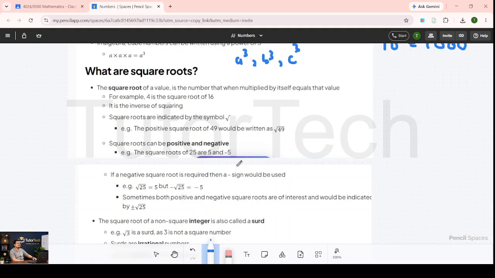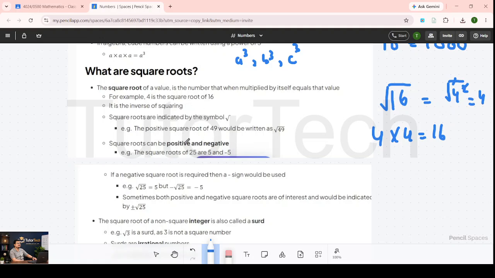And after that, we have square roots. The square root of a value is the number that when multiplied by itself equals that value. For example, 4 is the square root of 16. If we need to find the square root of 16, we know that 4 times 4 makes 16. So instead of 16, we can write 4 squared. And the square will cancel the square root and it will give you an answer which is just 4. So 4 is the square root of 16.